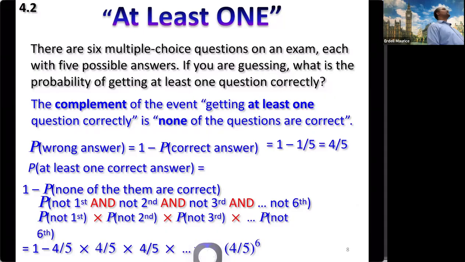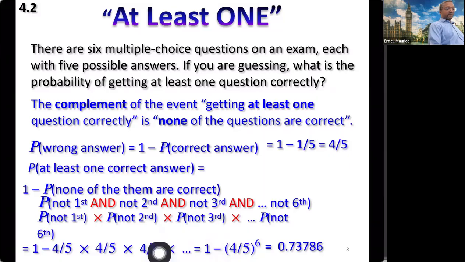Does that make sense? If you want to raise your hand, go ahead and raise your hand now. Okay, all right, if you want to raise your hand, go ahead.